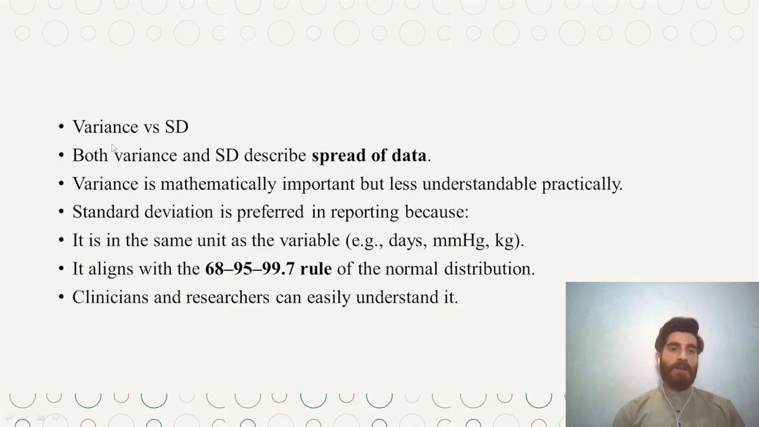So variance versus standard deviation. Both variance and standard deviation describe the spread of the data. Variance is mathematically important but less understandable practically. Standard deviation is preferred in reporting because it is in the same unit. It aligns with the 1 standard deviation, 2 standard deviation, and 3 standard deviation rule of the normal distribution. And clinicians and researchers can easily understand the standard deviation because it is in the same unit.